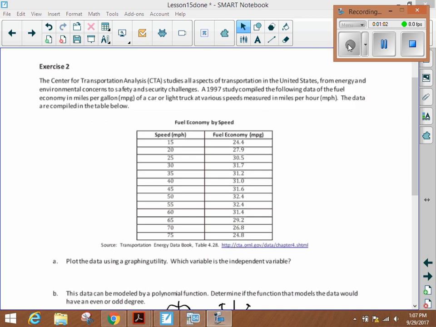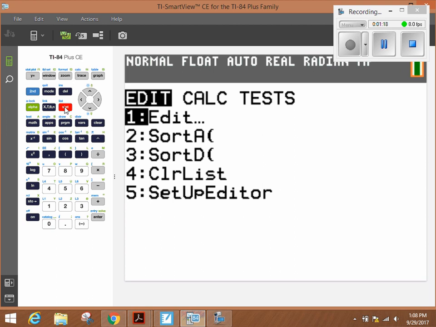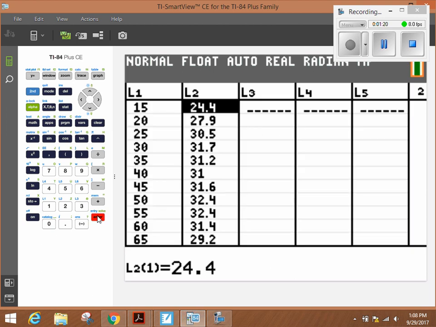So right now we're going to go back to Lesson 15, talking about fuel economy by speed, and we're going to enter that stuff into the calculator. Remember, when we did that, we wound up over here at stat. So you're going to hit stat and hit enter for edit. And we had a list in L1 and L2. L1, I believe, was our speed, and L2 was our gas mileage, right?